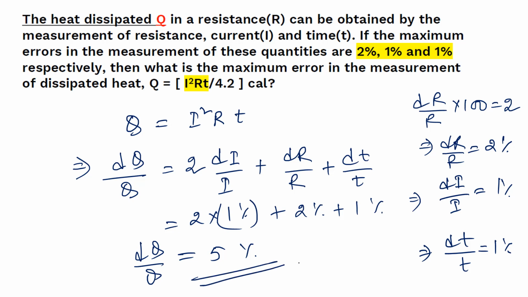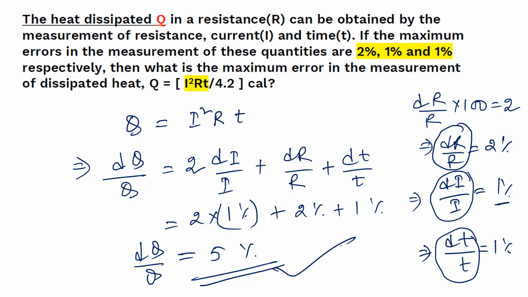I hope you have understood that example, because in this case the fractional changes, that means the errors, are already provided in the question. The error in resistance, dr upon r, is 2%. The error in measuring the current, di upon I, is 1%, and in measuring the time the error is also 1%. So I have used the shortcut formula dq upon q equals twice di upon I plus dr upon r plus dt upon t. I have substituted the values and here I am getting the answer.